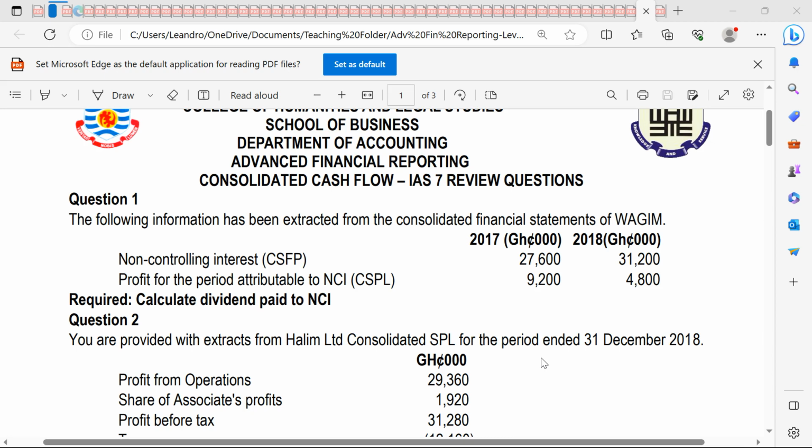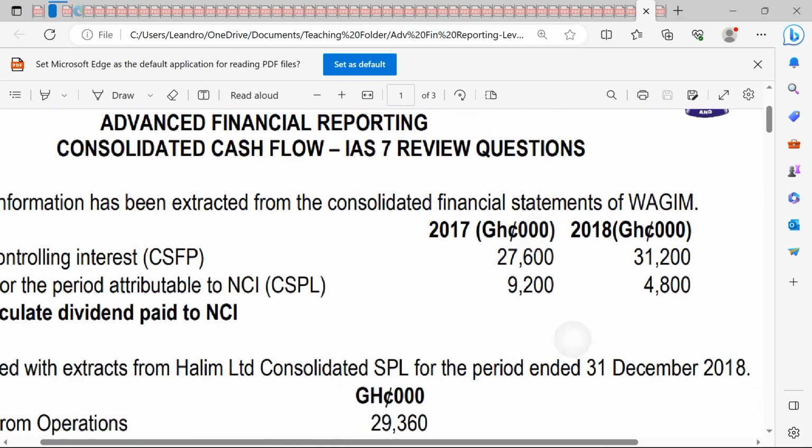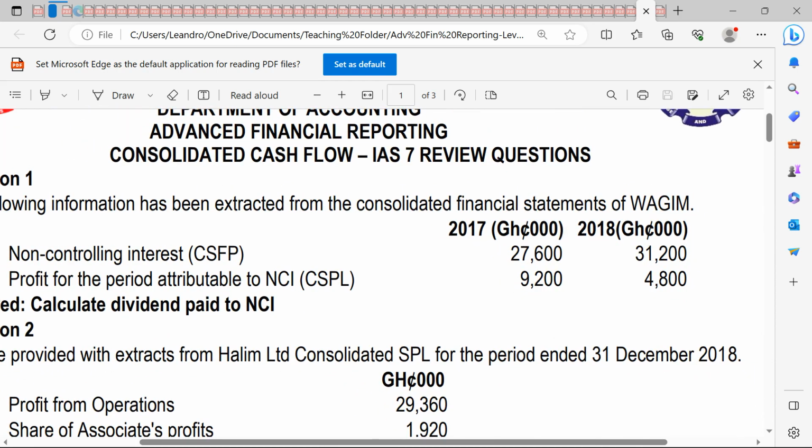So let's take question 1. The following information has been extracted from the consolidated financial statement of Wajim. So you have 2017, 2018, and the non-controlling interest and profit for the period. And the requirement is to calculate dividend paid to non-controlling interest. So you want to get the cash element from dividend paid.